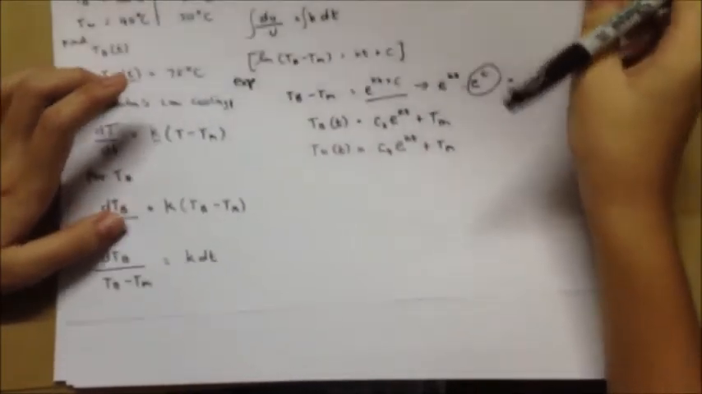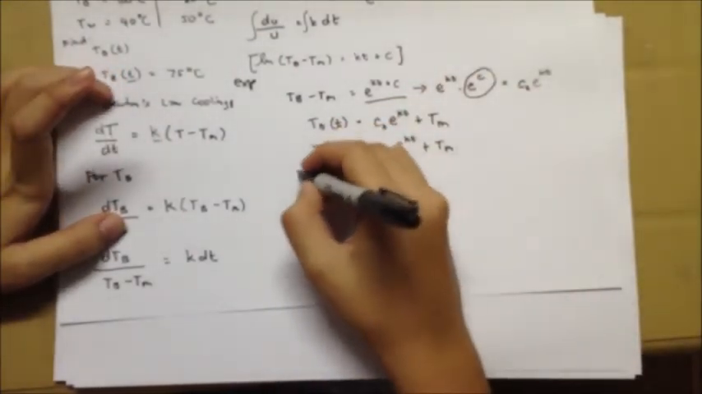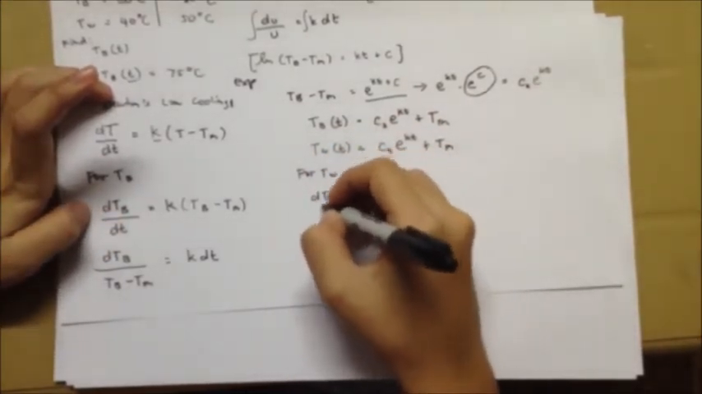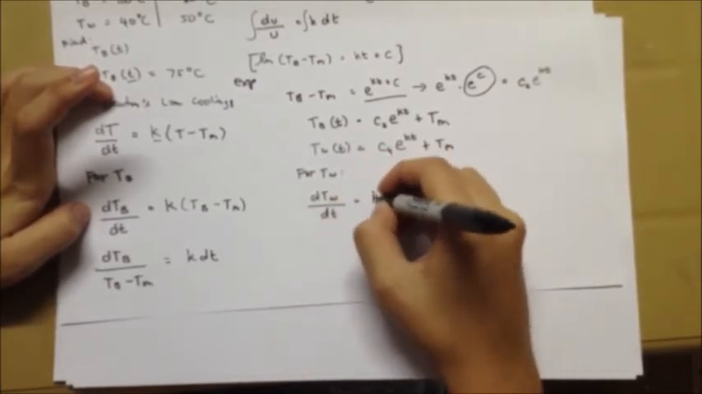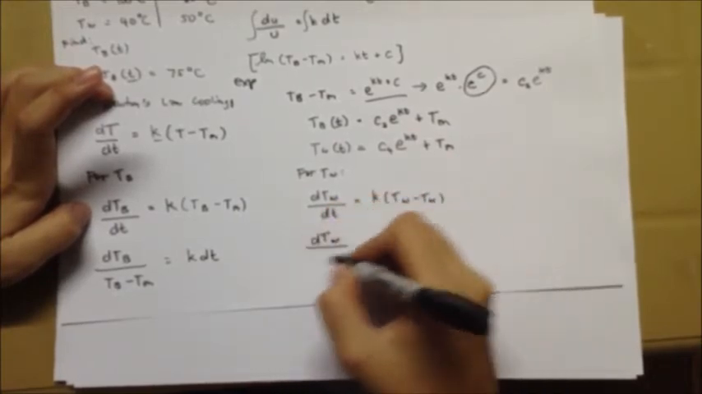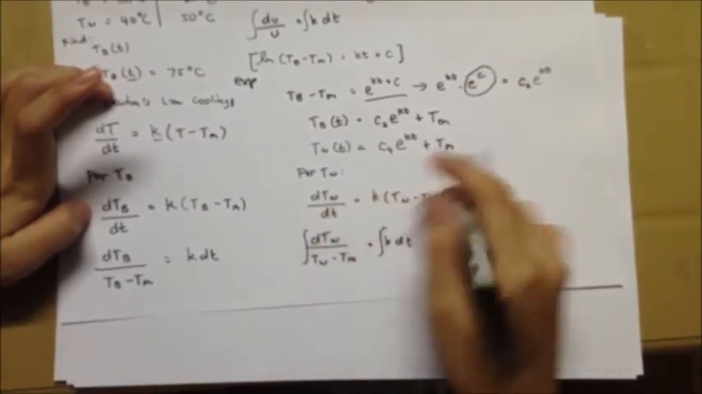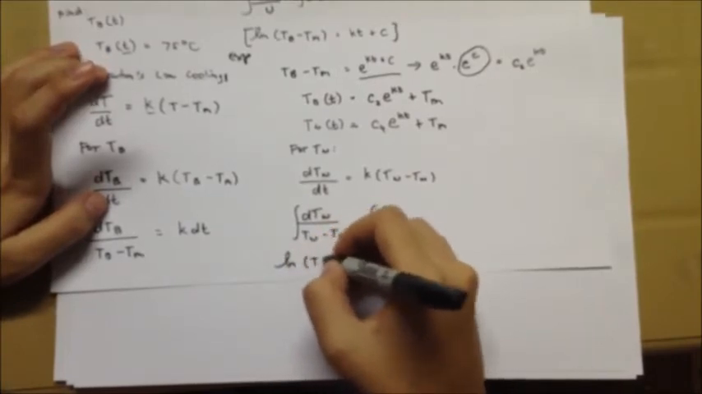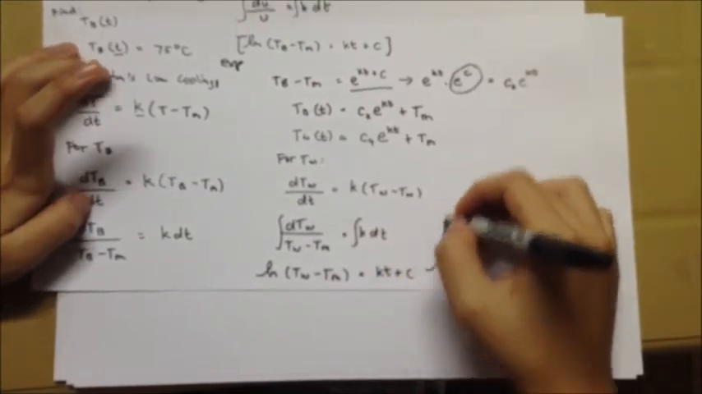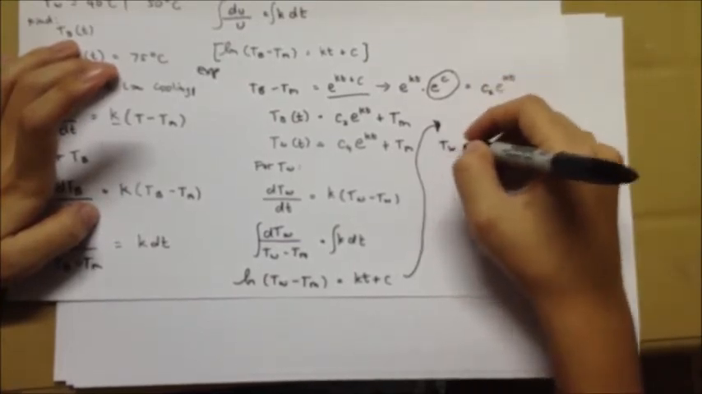So, to show you how to get this one, let's again solve for Tw. For Tw it is still the same, dTw over dt, this is the Newton's law of cooling expression, Tw minus Tm. Now we have dTw over Tw minus Tm equal to k dt. Getting the integral of both sides, I will have natural log of Tw minus Tm equal to kt plus c. Now, raising this to e, I will get Tw minus Tm.